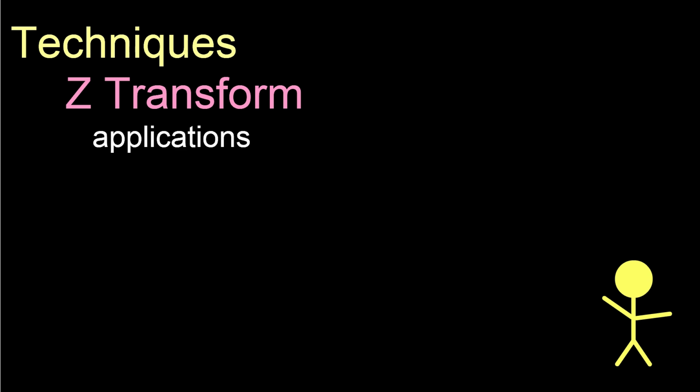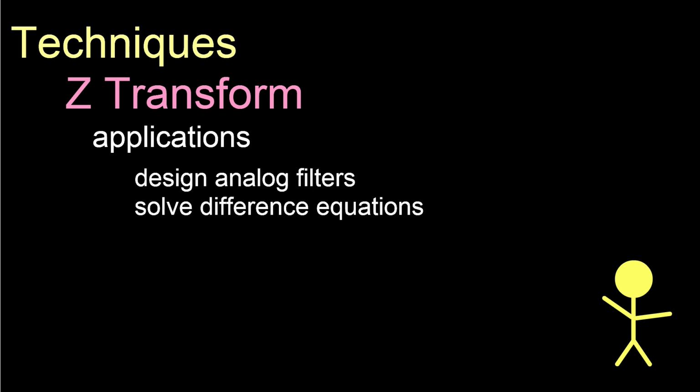Here are some applications of the Z transform. Just like the Laplace transform, it can be used to make analog filters and solve difference equations. Yes, it's difference, not differential. Remember, because they're quirky? The Z transform also helps to design recursive digital filters.